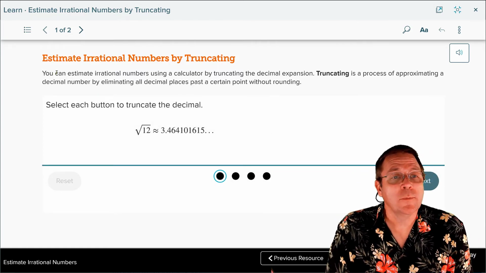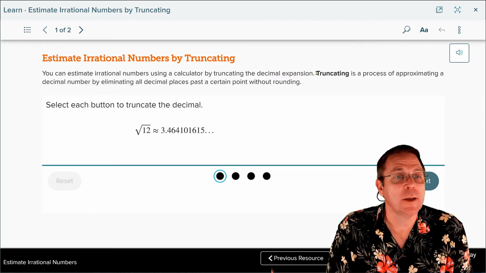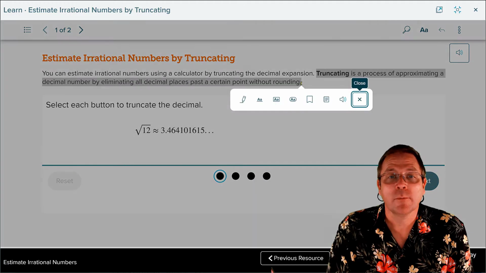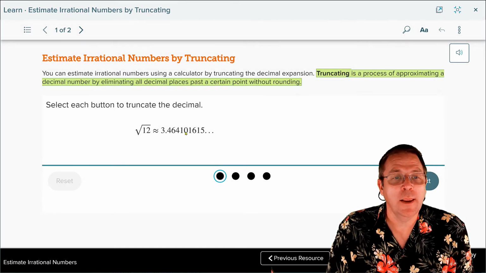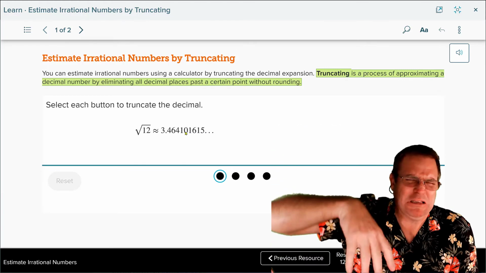You can estimate irrational numbers using a calculator by truncating the decimal expansion. And it says truncating is a process of approximating a decimal number by eliminating all decimals past a certain point. So basically what they're saying is we'll just stop at the 4th decimal or something. Everything after that, we're just going to kick it to the curb.